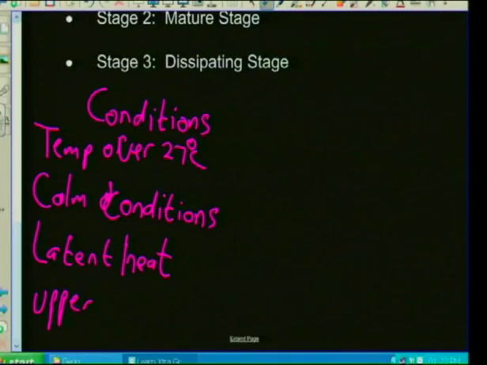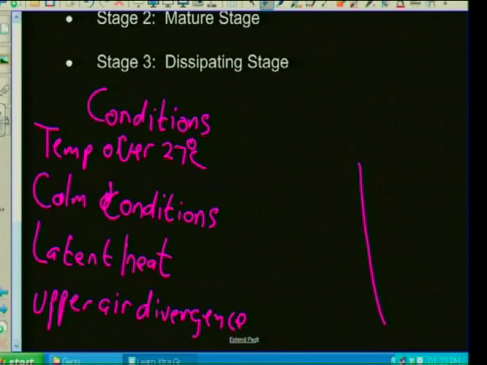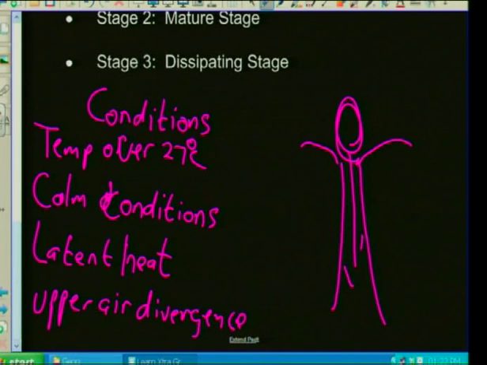Also, we will need upper air divergence, which must happen. When I mean upper air divergence, maybe I need to explain that a bit more. As the air rises when the temperature is high, the air needs to diverge in the upper air. Because what happens if it doesn't diverge? The air will remain here and will come down, and what will happen to our low pressure system? It will die off. So we do need upper air divergence.